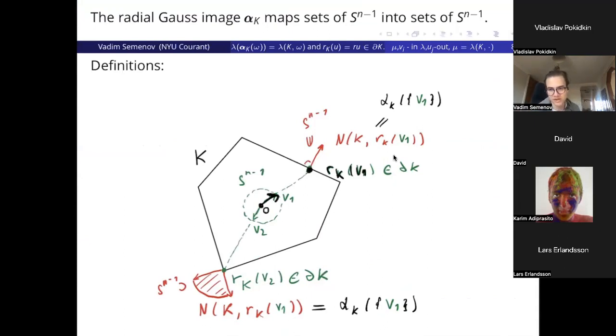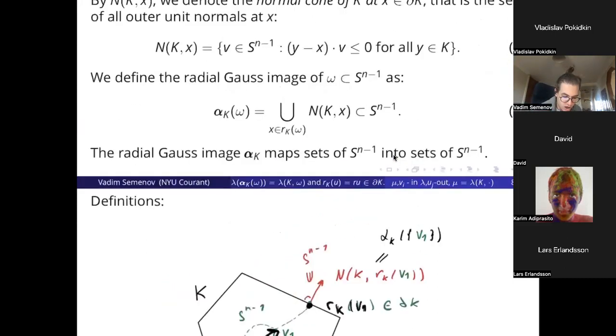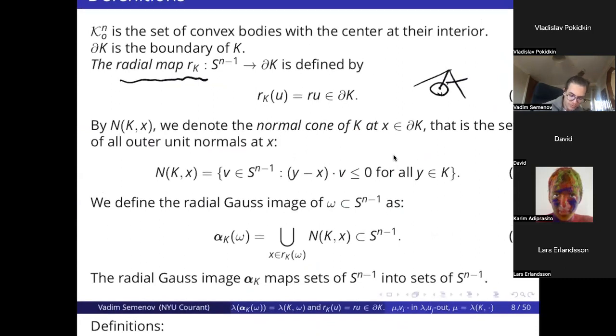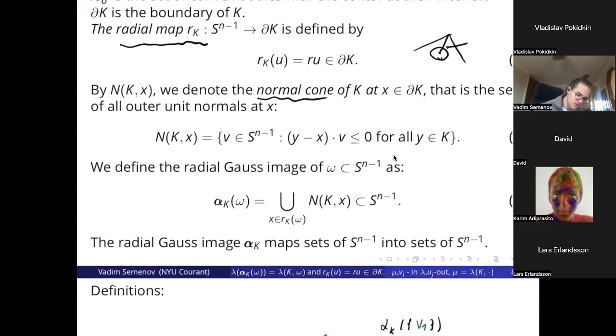And because everything will be scale invariant, you can just visually assume that the sphere always lies inside of the body. We define the normal cone as the set of all normals at the point. And in general, if you speak about a polytope, you have to assume that the normal cone contains all normals. You can think about this as a subdifferential. And now the biggest thing we need is the radial Gauss image.